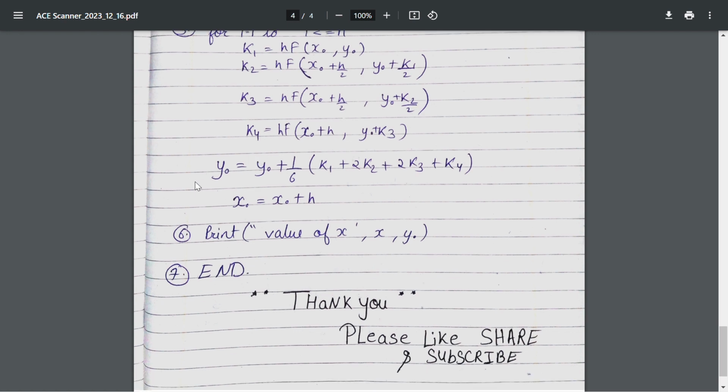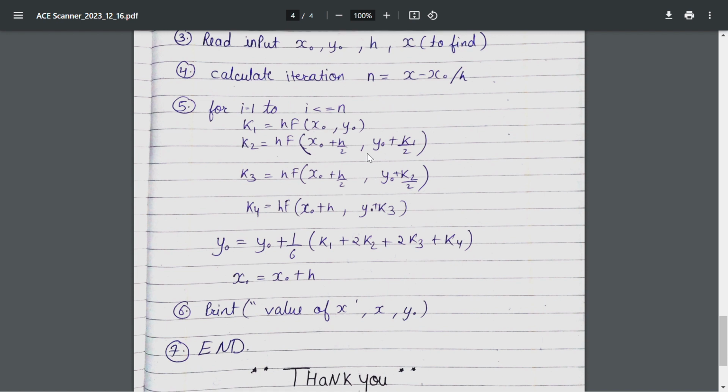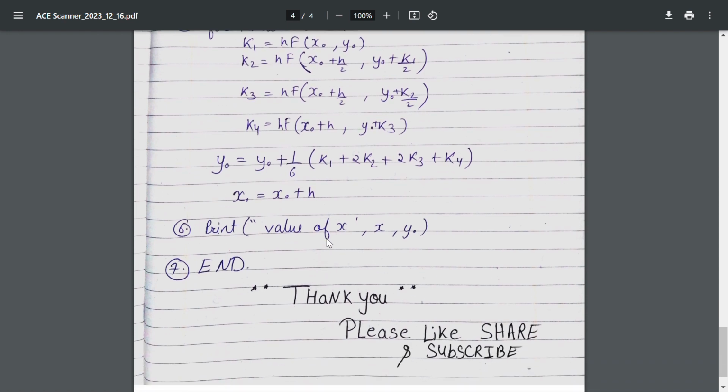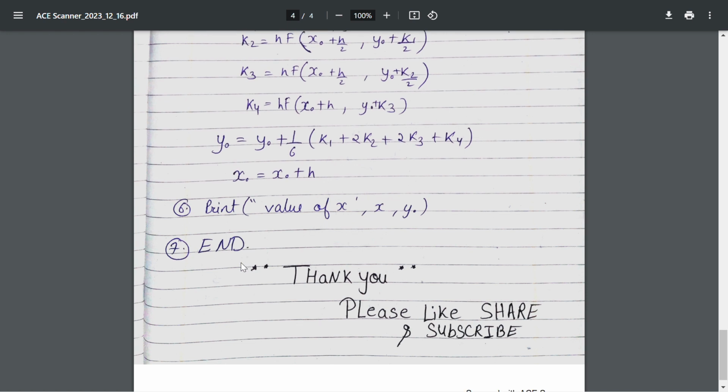Now we will find the value of y0, and its formula is y0 equals y0 plus 1 by 6 (k1 plus 2k2 plus 2k3 plus k4). Now we will increment the value of x, which is x0 equals x0 plus h. Now we get the value of x and y. We have found the y value for this x. We will print this value, and our last step is end.